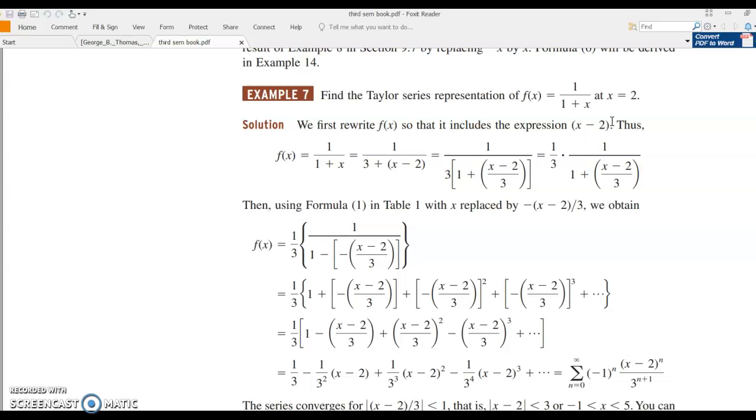Here we need the x minus 2 term, so 1 by 1 plus x is equal to 1 by 3 plus x minus 2. I have to convert this x into an x minus 2 term. So plus 3 minus 2 is the same as 1 plus x. So no problem at all. So taking the 3 outside, that is 1 by 3 into 1 by 1 plus x minus 2 by 3.